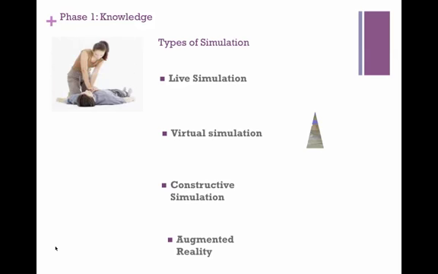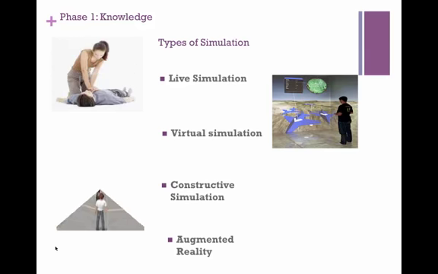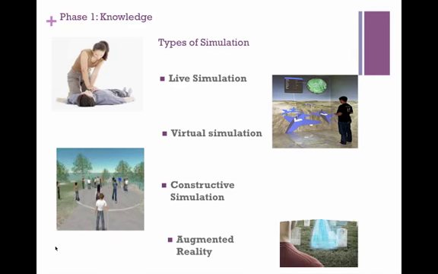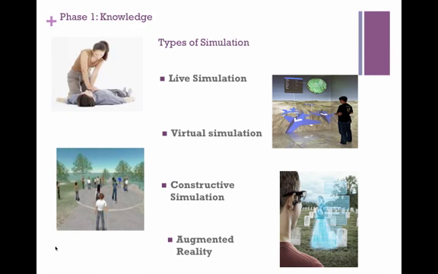There are four main types of simulation. Live simulation, where real people use dummy equipment in the real world, for example, CPR training. Virtual simulation, where real people use simulated equipment in a virtual environment. Constructive simulation, where simulated people use replicated equipment in a virtual environment, for example, games such as World of Warcraft or Second Life. And augmented reality, the next wave of simulation, where users are transported into a holographic virtual world that can be interacted with and manipulated by the user.